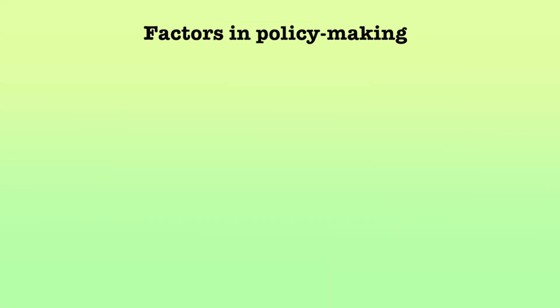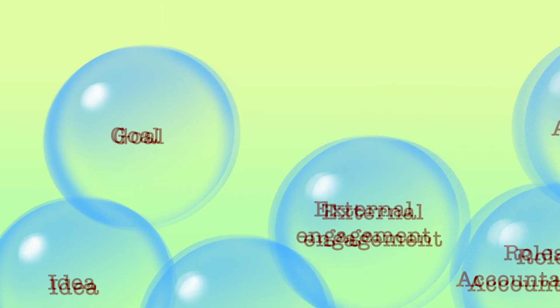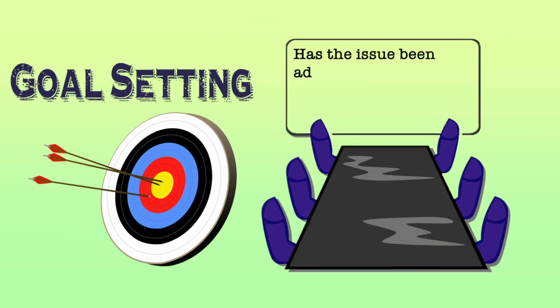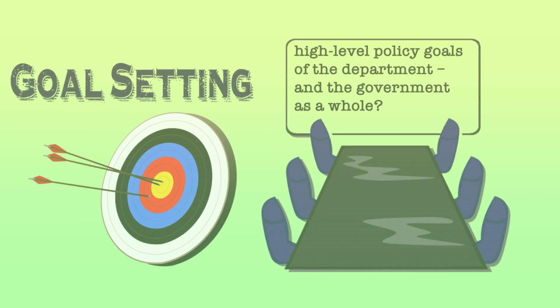For making policies, there are many factors which contribute. The first important factor is goal. Goal addresses important concerns like: has the issue been adequately defined and properly framed? How will the policy achieve the high level policy goals of the department and the government as a whole?